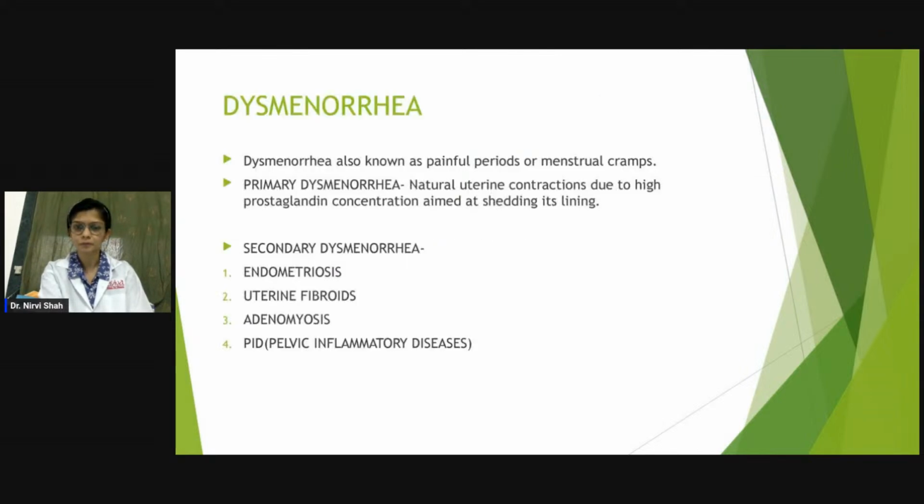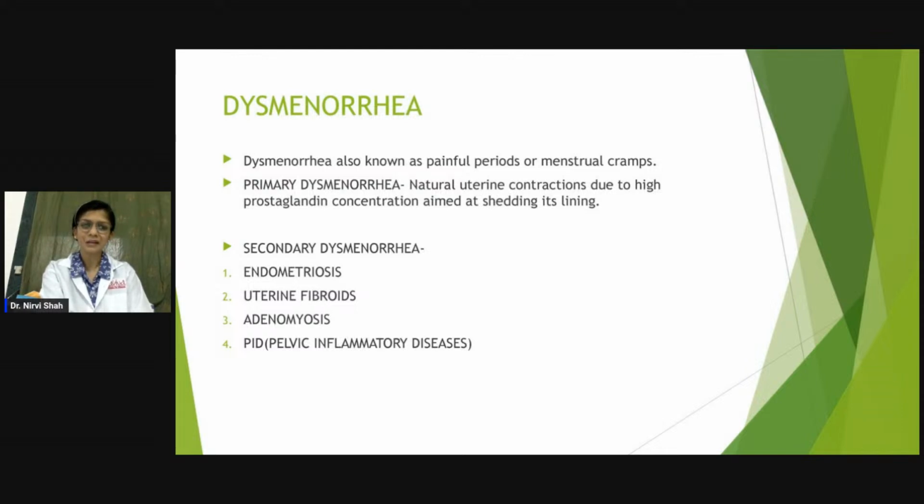Next we come to dysmenorrhea. Dysmenorrhea is commonly known as painful periods. Primary dysmenorrhea is very physiological. It is just prostaglandin concentration being high, and when you shed the lining, that's the time the pain is there. Once the period flow starts, the pain decreases, which is physiological.